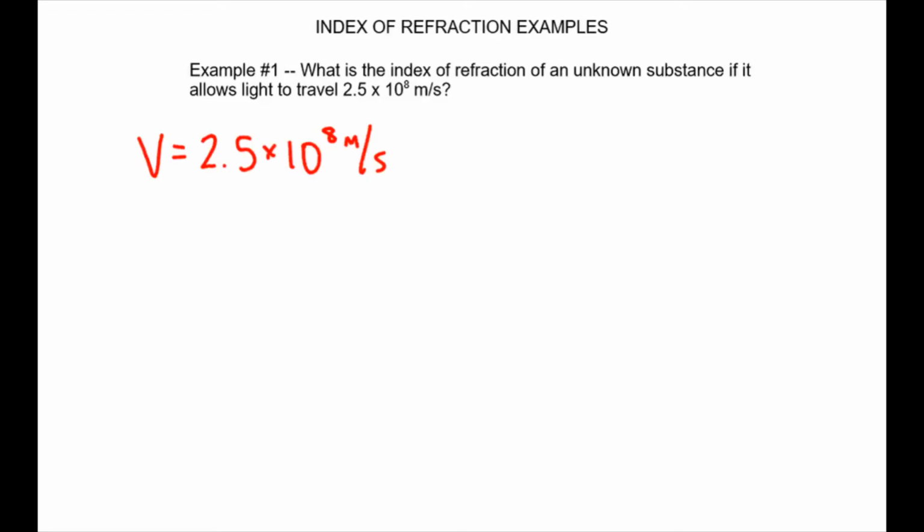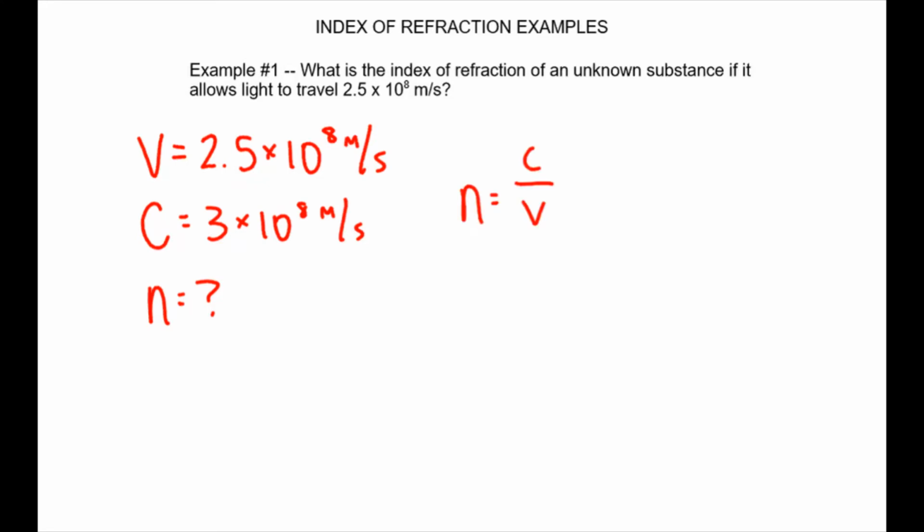So what do we know? We know that the velocity of the object is 2.5 times 10 to the 8th meters per second. We know that the speed of light is 3 times 10 to the 8th meters per second, and then we're looking for n. The equation is n equals c over v. c is 3 times 10 to the 8th meters per second.